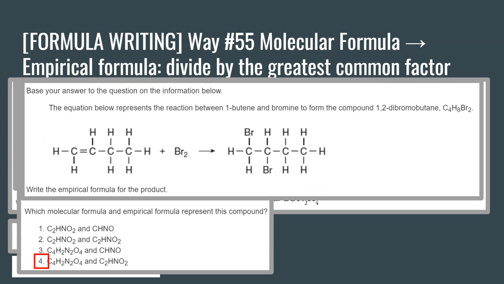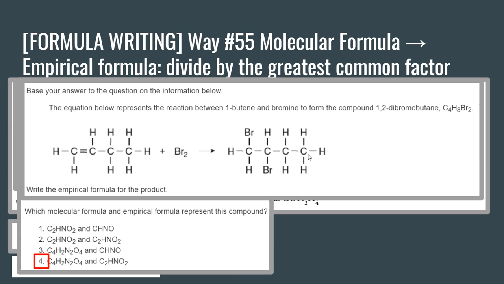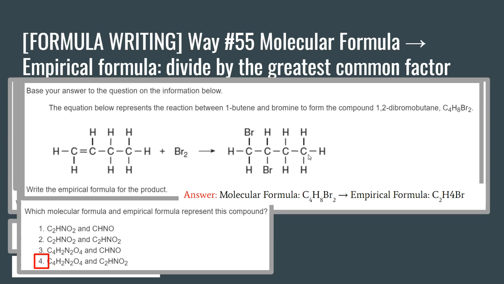The equation below represents the reaction between 1-butene and bromine to form the compound 1,2-dibromobutane. Write the empirical formula for the product. Again, we're provided a structural formula. We need to get its molecular formula. Count the atoms. There are 4 C's, there are 8 H's, and there are 2 Br's.